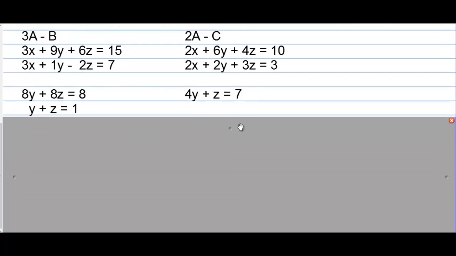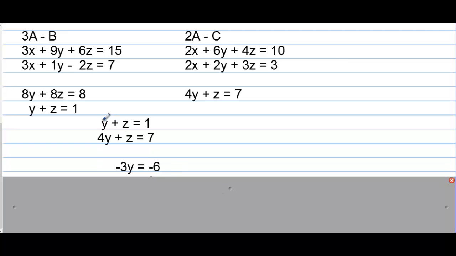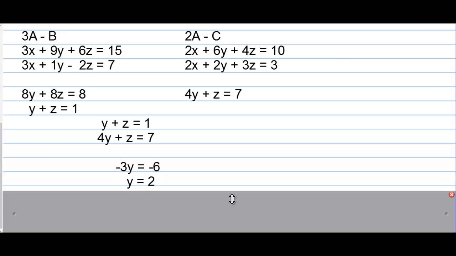Well, now we have to eliminate one more variable. And I noticed that if we take this one right here minus this equation, we get 0z. So when we subtract these two, we get 1 minus 4 is negative 3y equals negative 6. So we discover that y equals 2. Well, now we have to plug back into one of these. Probably easy to plug 2 in here. We get 2 plus z is equal to 1. So when we minus 2, z is equal to negative 1.